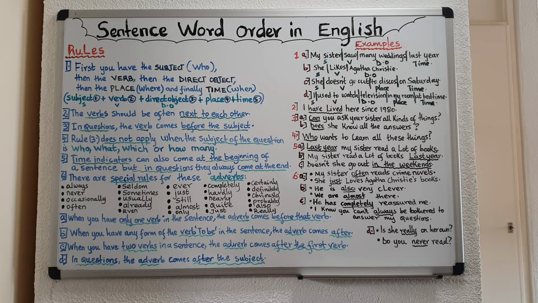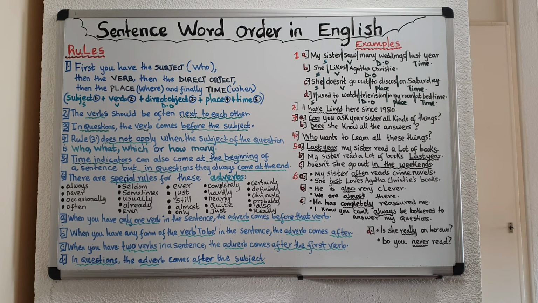Is an example of a form of the verb to be. So because of that, the adverb also comes after the verb. Look at the next example. We are almost there. In that sentence, we have are. Are is an example of the form of the verb to be, and because of that, the adverb almost comes after the verb. Okay? So when you have any form of the verb to be in the sentence, the adverb comes after the verb.